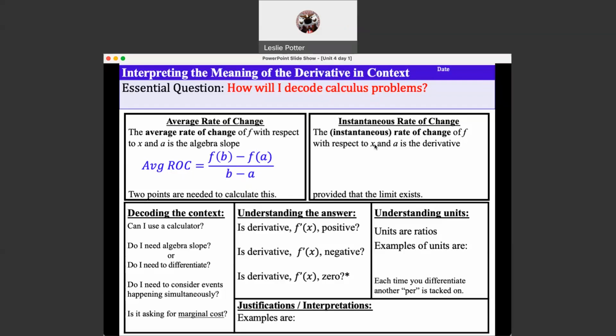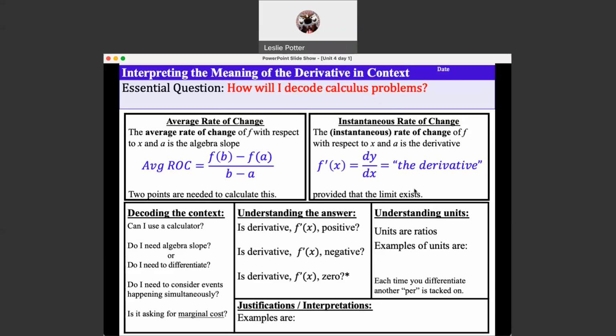Okay, instantaneous rate of change. Instantaneous rate of change is where the calculus comes in. So the instantaneous rate of change is the derivative of the function. So it's f prime of x, or it's dy dx, or it's the derivative. Those three all mean the same thing. Okay, and this caveat here, provided the limit exists, we know that the derivative comes from using the limit method. So that's just a completing statement in the definition of instantaneous rate of change.